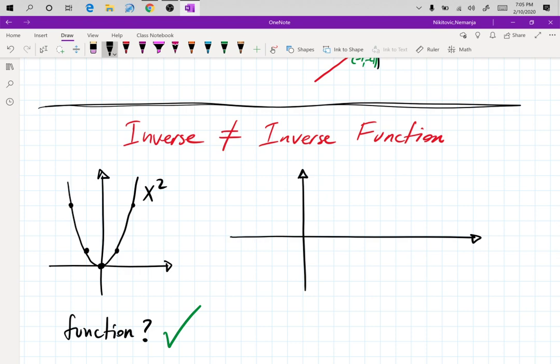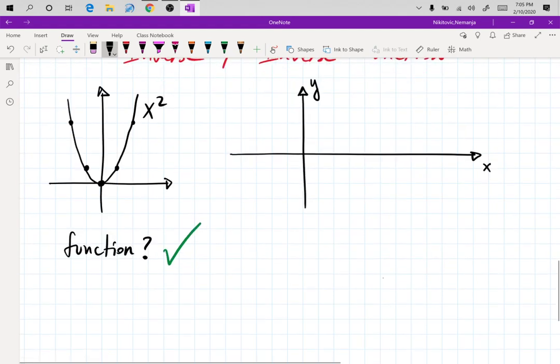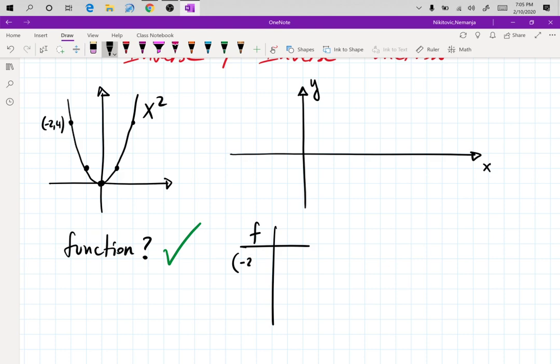Remember how you find an inverse. For the inverse, you are going to take every point I outlined on the left graph and switch their coordinates and graph the red inverse line on the right graph. So, if you draw the table of values, your function says, let's start here: -2, 4, -1, 1, 0, 0, 1, 1, 2, 4.